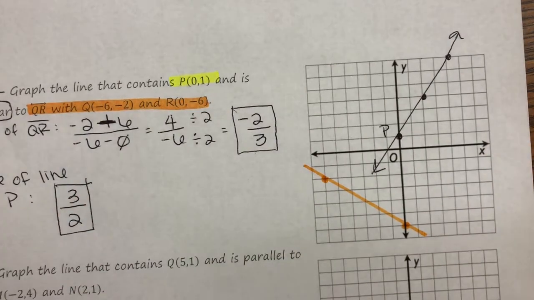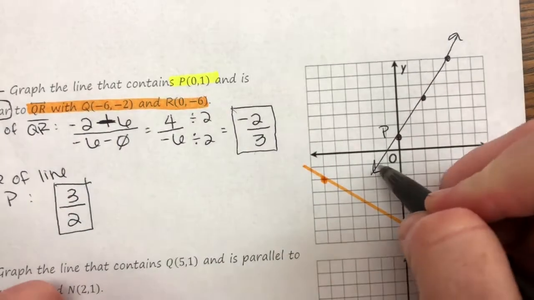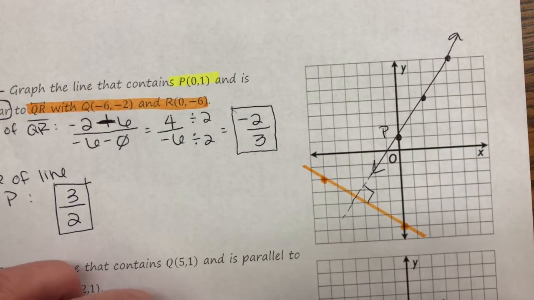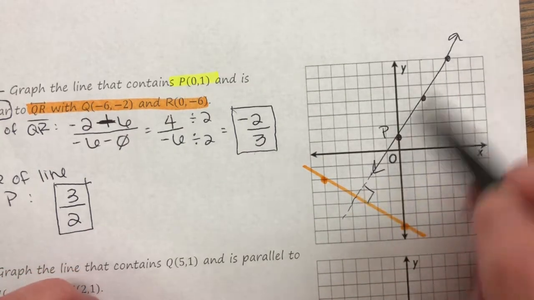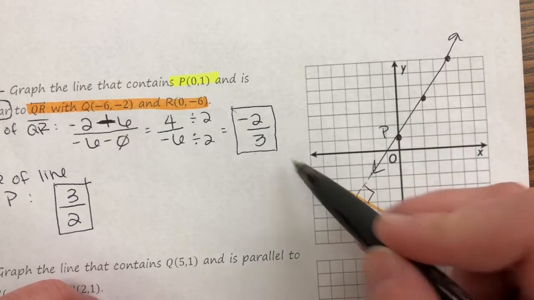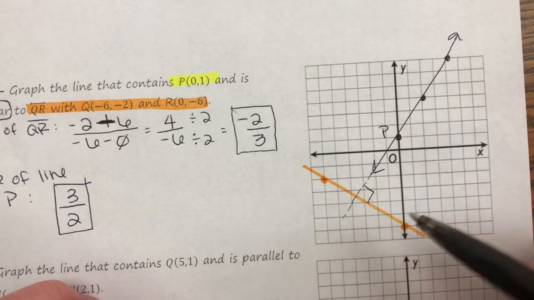Now they don't quite cross, but if I had made this black line here longer, they do look like they'd cross at 90 degrees, right? And that was our goal. We had to sketch the line that goes through point P and it crosses line QR at 90 degrees.